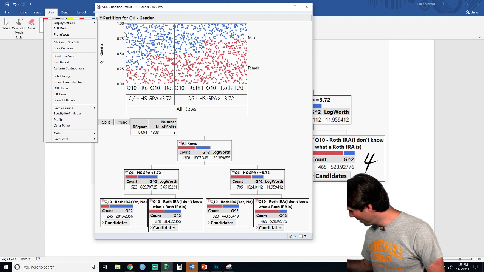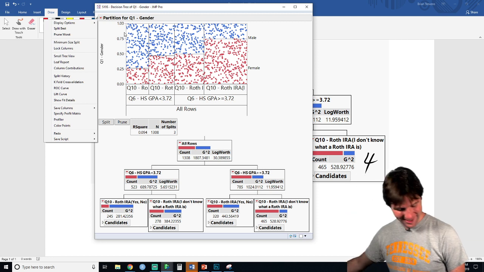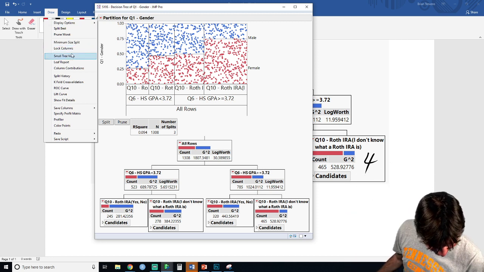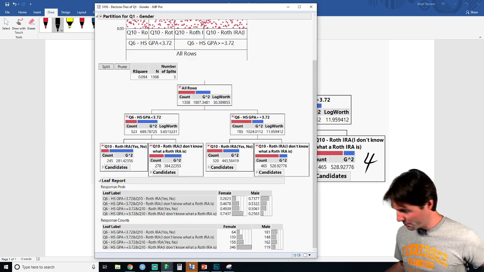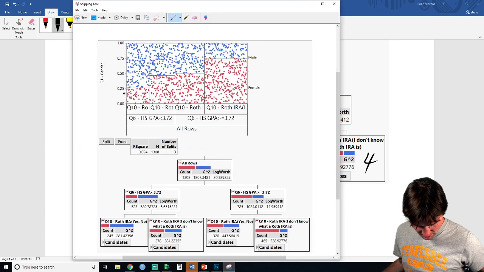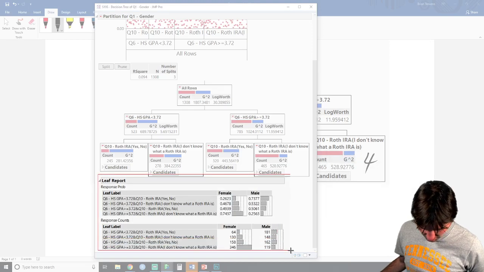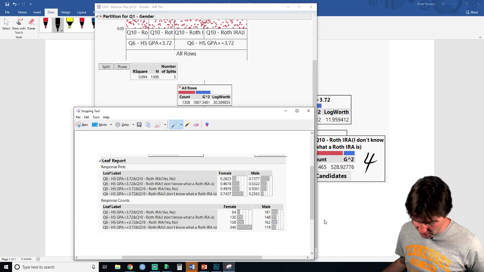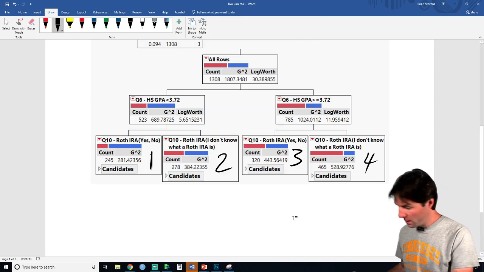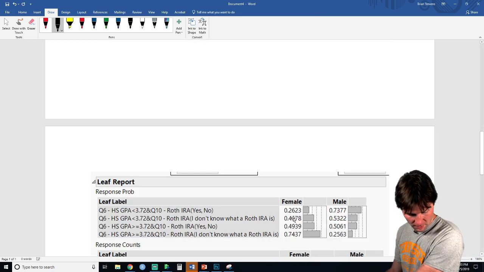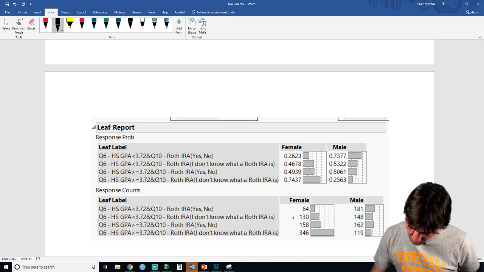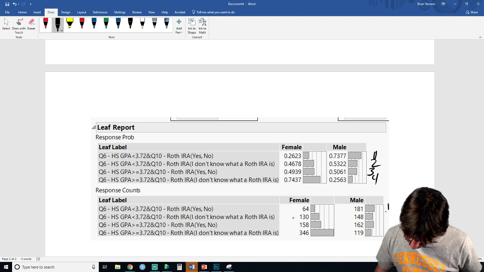Continuing on down here, we'll go to the leaf report. Let's grab the leaf report and see what we get right here. The leaf report is also telling us information about this tree. So in the leaf report, we take our leaf report and what do we put? 1, 2, 3, 4. 1, 2, 3, 4.